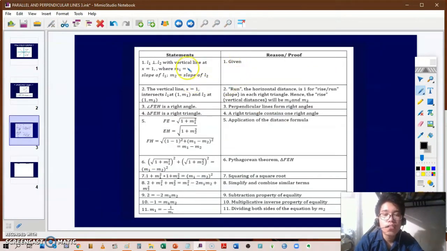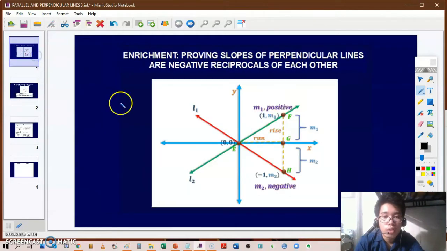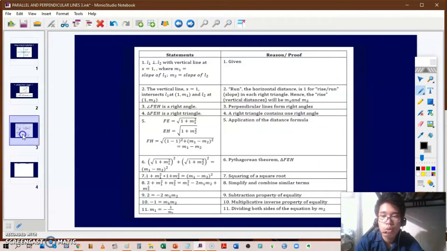Okay, so this is the proof that we have. We state first the given. The given is that L sub 1, line 1, is perpendicular to line 2, with the vertical line at x equal to 1. So we drew here a vertical line, x is equal to 1, where m sub 1 is the slope of L sub 1 and m sub 2 is the slope of L sub 2. The vertical line x equal to 1 intersects L sub 1 at (1, m sub 1) and L sub 2 at (1, m sub 2).